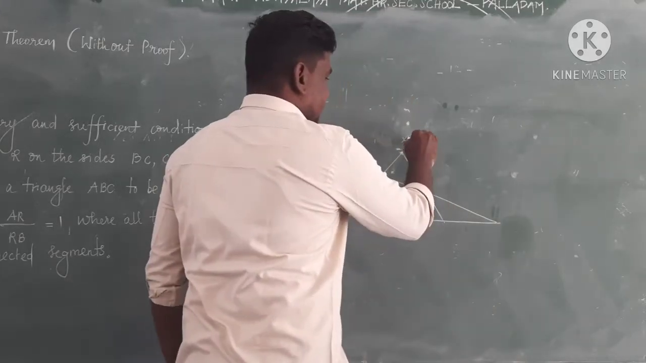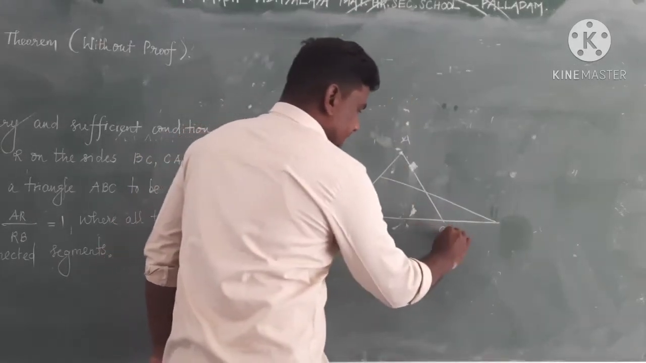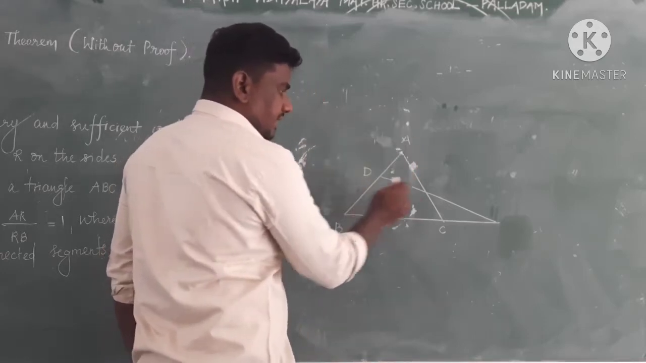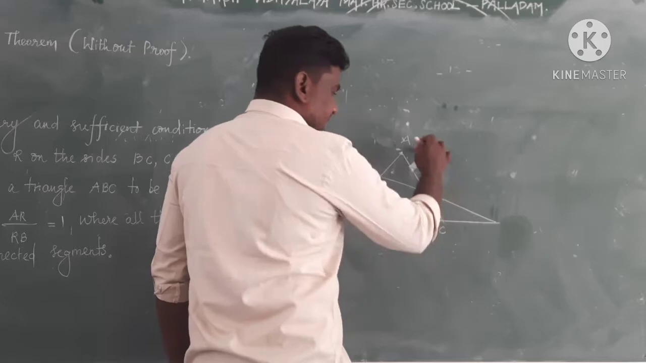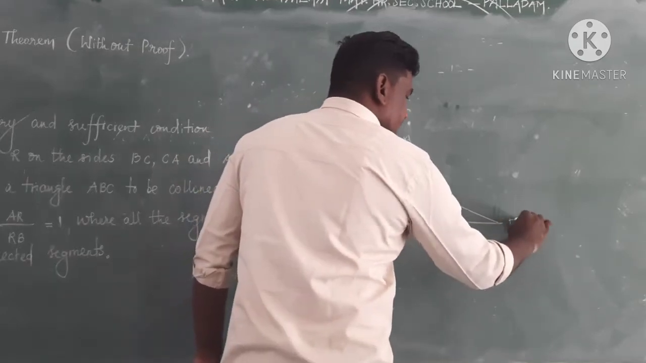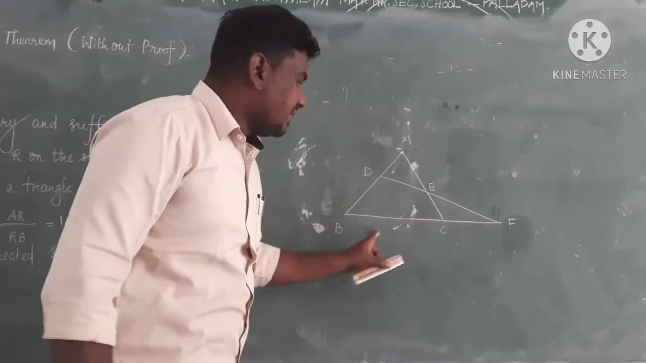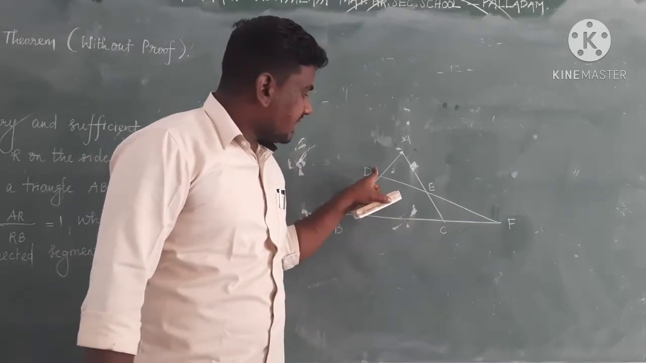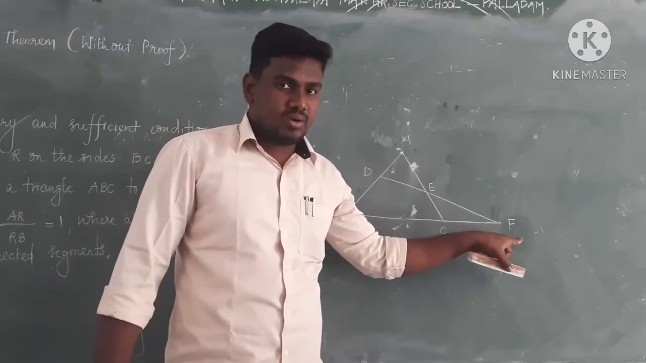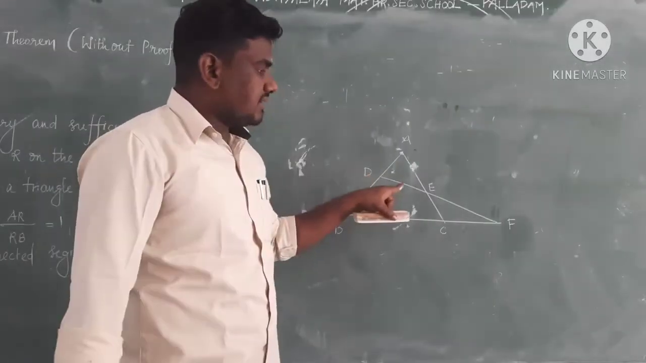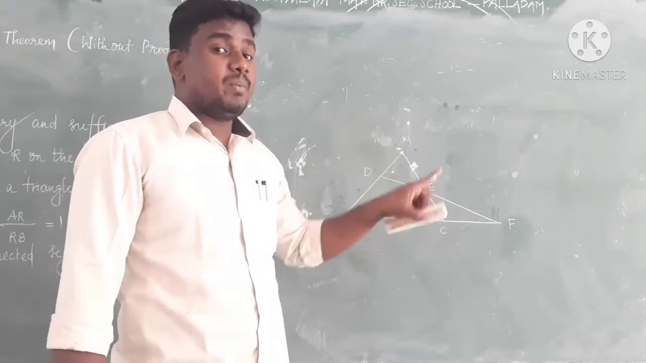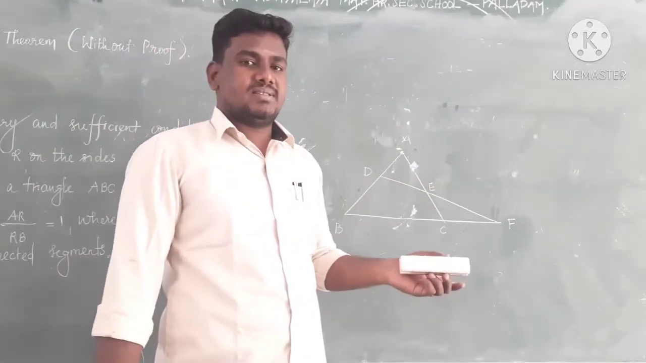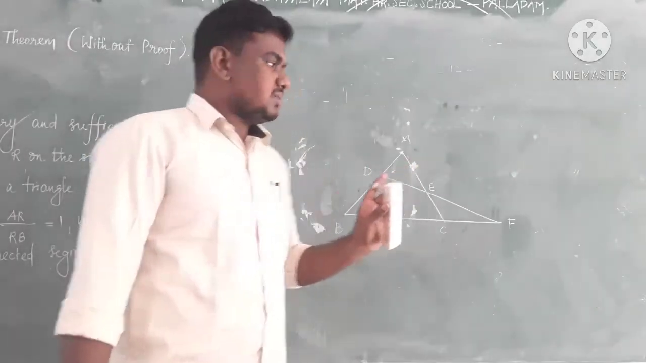In the triangle ABC, the 3 points D, the first point on the side AB, second point E on the side AC, and the third point F on the extension of the side BC. This is on the extension of the side BC. So now these 3 points D, E, and F are collinear. If the 3 points are collinear, they should be on the sides of the triangle or extensions of the sides. So when is it possible?